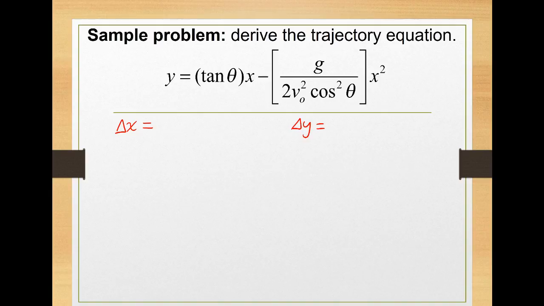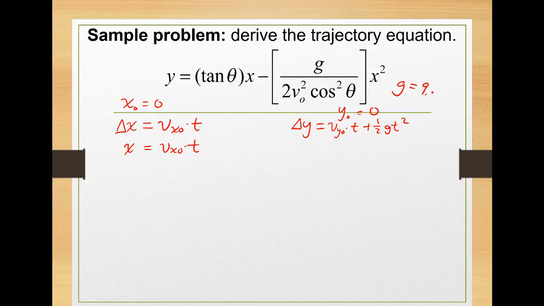So delta x as a function of time is equal to vx naught times t. And we're going to assume that x naught equals 0 so that this just turns into x. Likewise, we're going to assume that y naught is 0, so delta y is going to be vy naught times t plus 1/2 gt squared. Okay. And we're going to say, actually for the sake of argument, that in this example, g is positive 9.8. So we need to put a negative sign here for this.